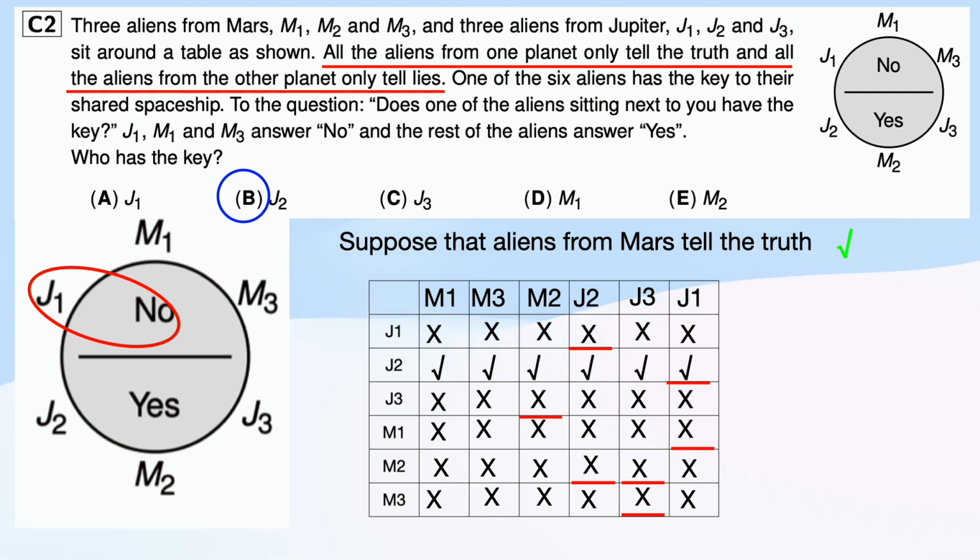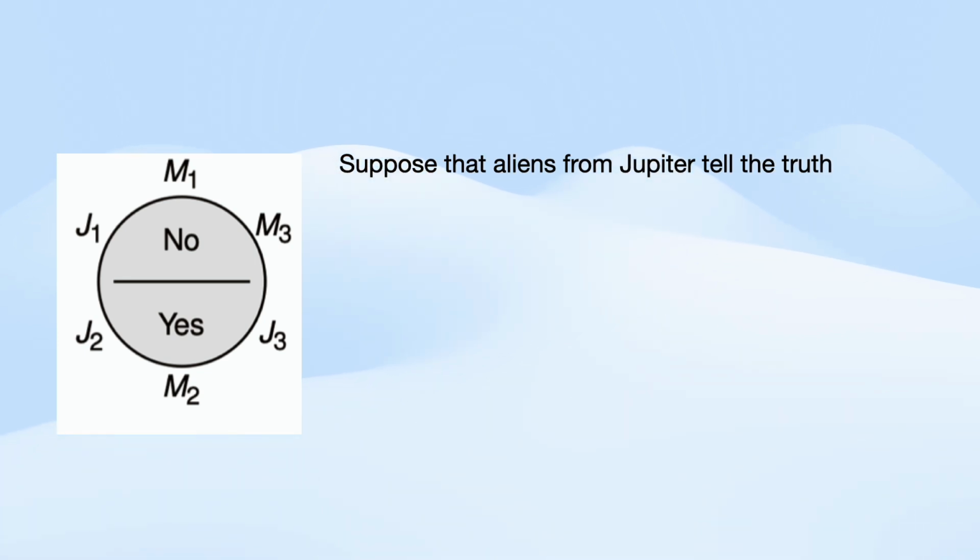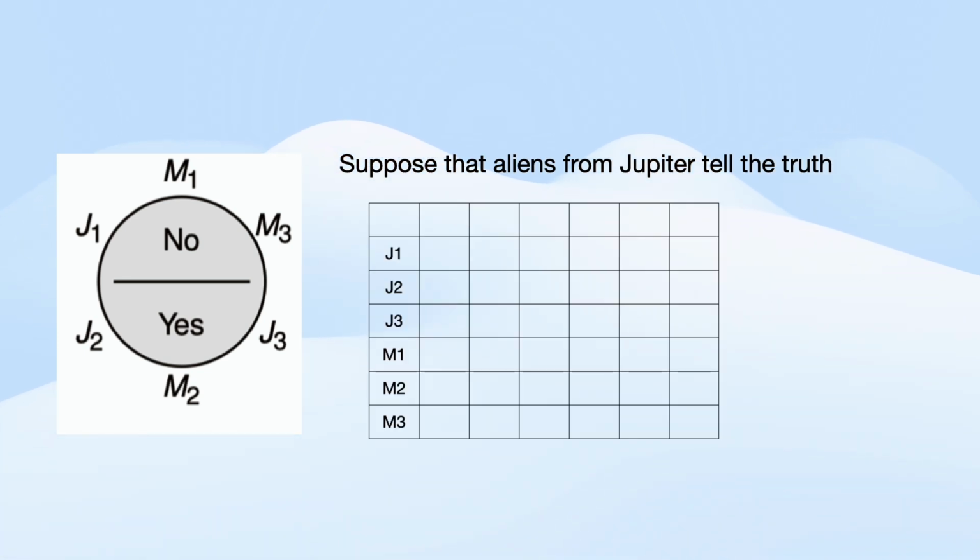You might say, hey, what if we suggest the wrong planet that tells the truth? So let's take a look at what happens if the aliens from Jupiter are the ones telling the truth. We start again with someone who says no. Since J1 is from Jupiter and is telling the truth, he said no. It means that M1 and J2 do not have the key.